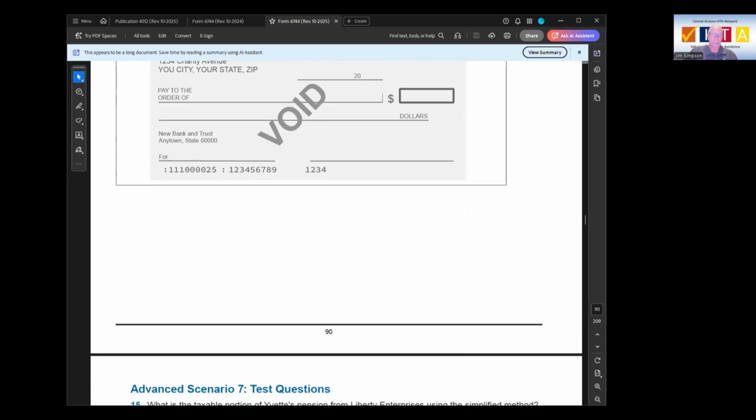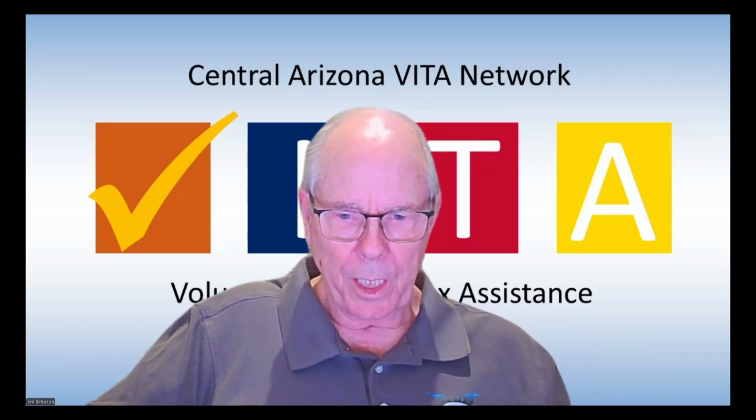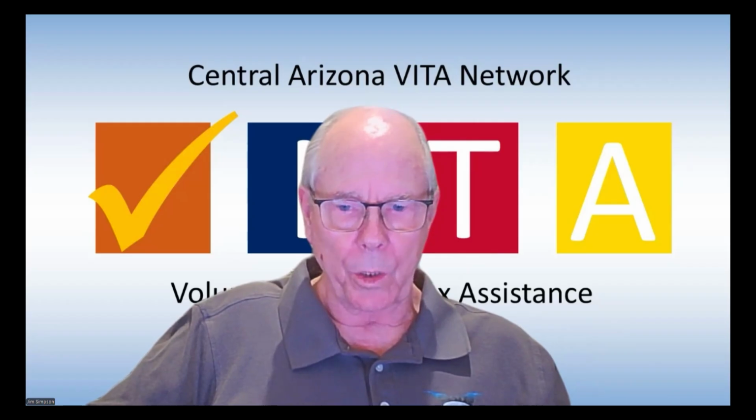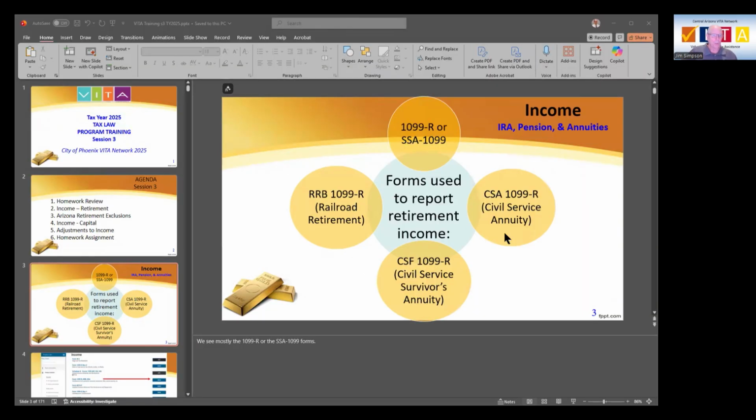Okay, so there's kind of a review of our homework. Let's get back into our presentation here, and we'll start going through that. So here are the forms we're going to start with. These are retirement forms for IRAs, pensions, and annuities right here.